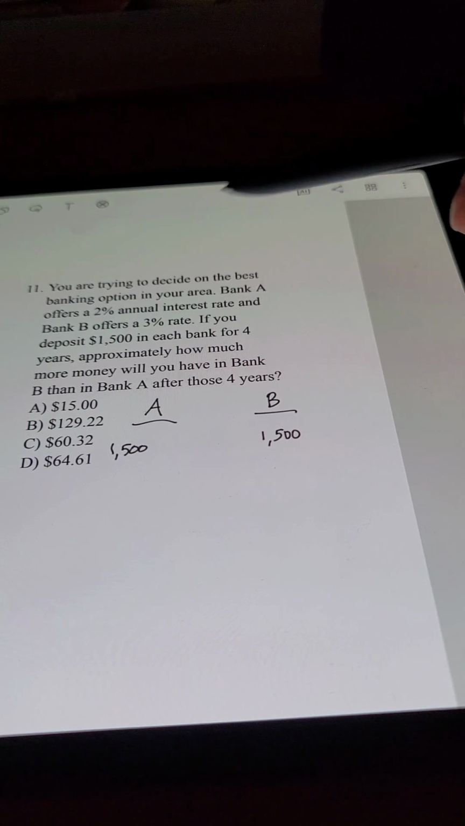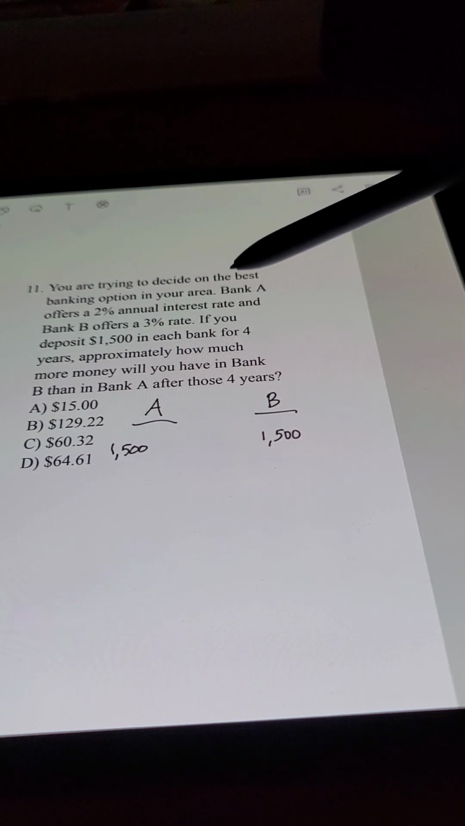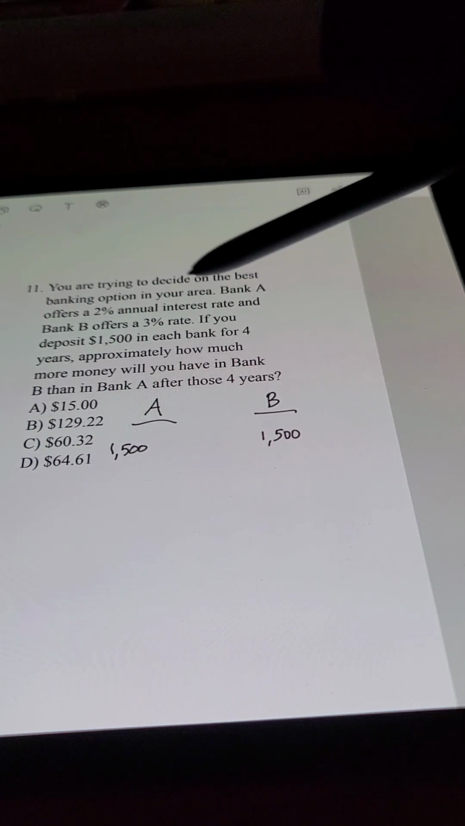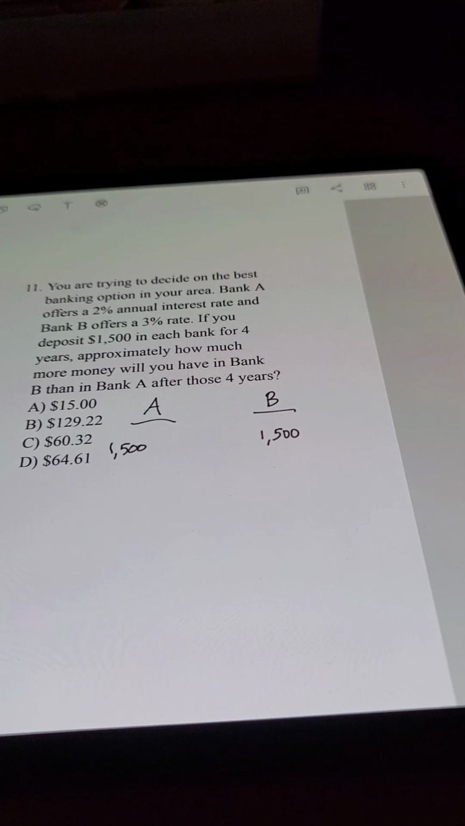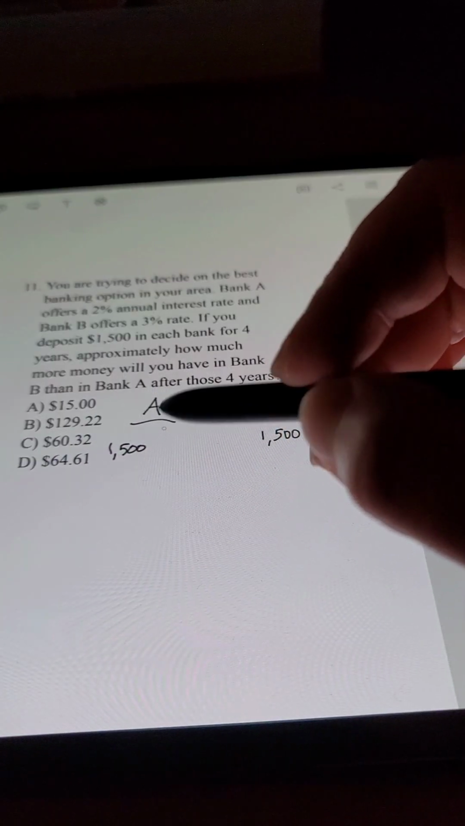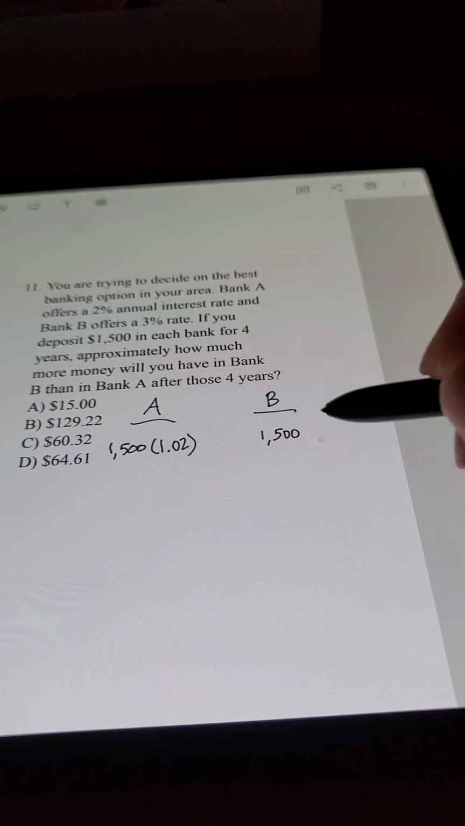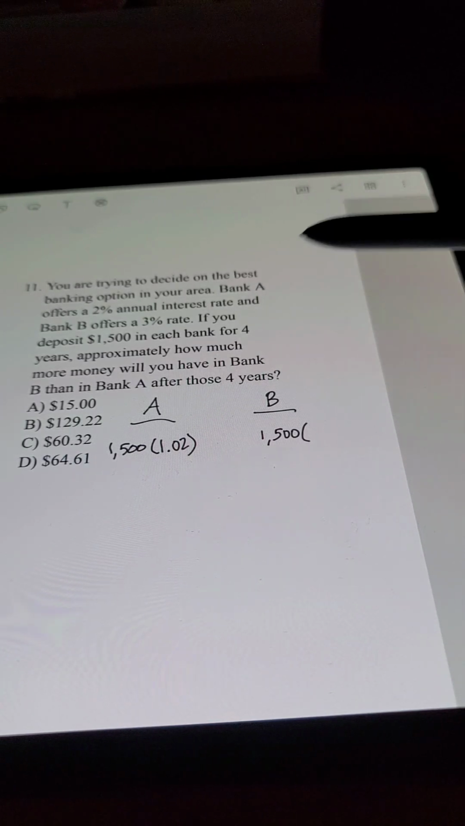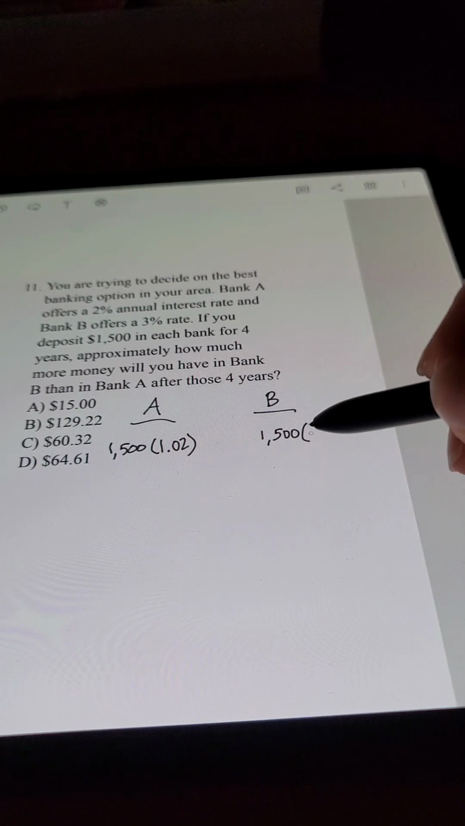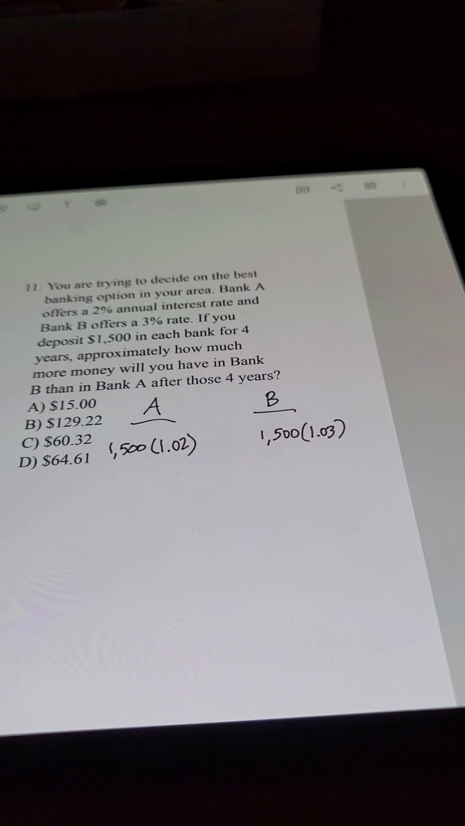So instead of saying, okay, it's going to increase by 2% annually for Bank A, we have to think, oh, we already have 100%. So 100% increasing 2% would be 102%. So we're really multiplying by 102% as a decimal, which would be 1.02. And same thing for B, but they offer a 3% rate. So it would be 103%, which is just 1.03 as a decimal.